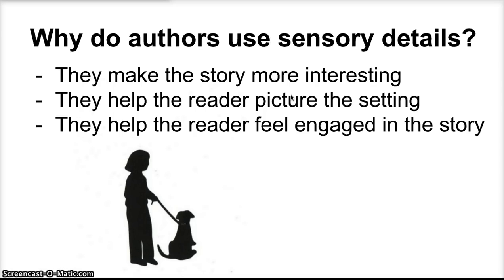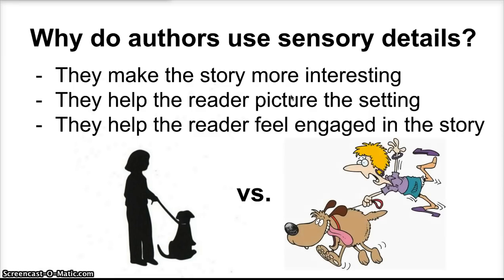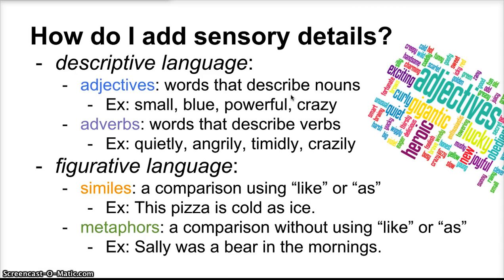And this is the difference between a boring story with not very many details, such as a girl walked her dog, and an exciting story with a lot of details. A frazzled woman with yellow curly hair was pulled drastically by her dog as he ran off towards the distance. So how do you add sensory details to your writing?